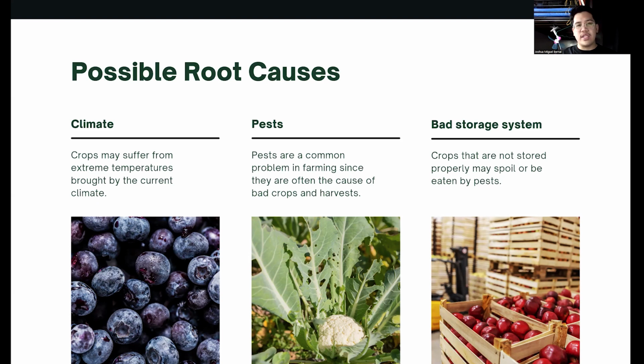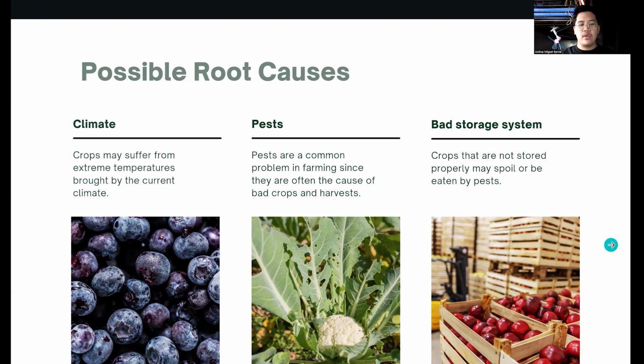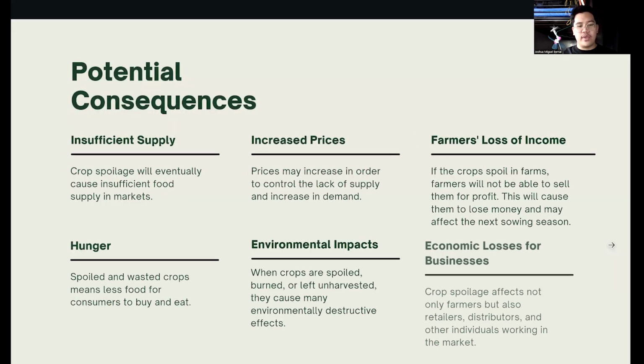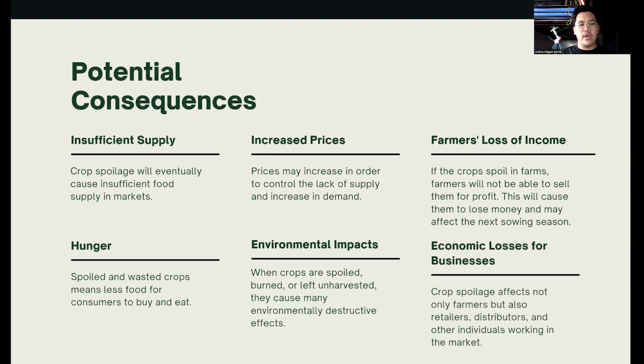Now that we have discussed the possible root causes of this problem, let's move on to the potential consequences. So, what are the potential consequences? Wasted crops will lead to insufficient supplies in the markets and the distributors. And the next possible consequence is directly related to the first one. Wasted crops means less supply, and if there is a high demand, then the prices need to increase. This increase in price is not good for the consumers.